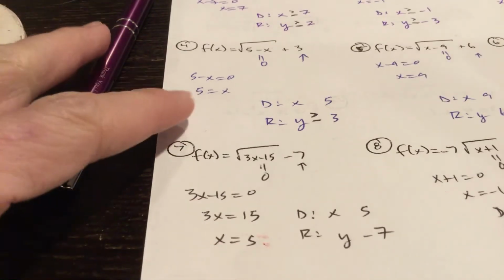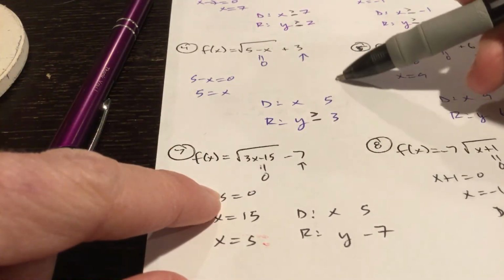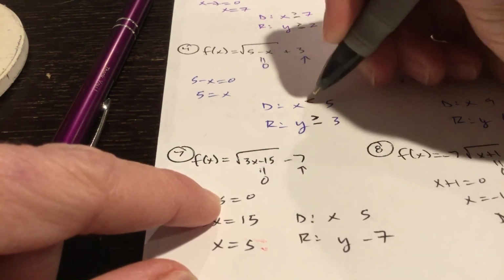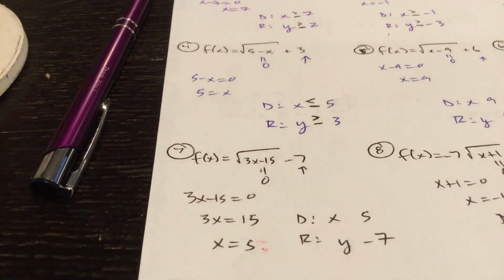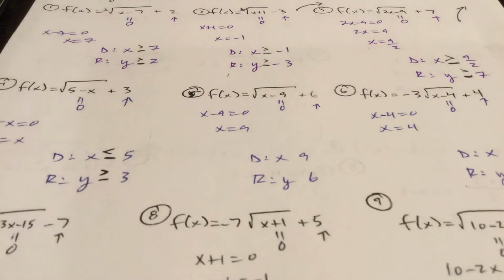But x can't be 6, x can't be 7, x can't be 8, x can't be anything greater than 5, because then you have the square root of a negative. So the domain is going to be x less than or equal to 5. All right, again, we'll practice a bunch. So just your first notes here.